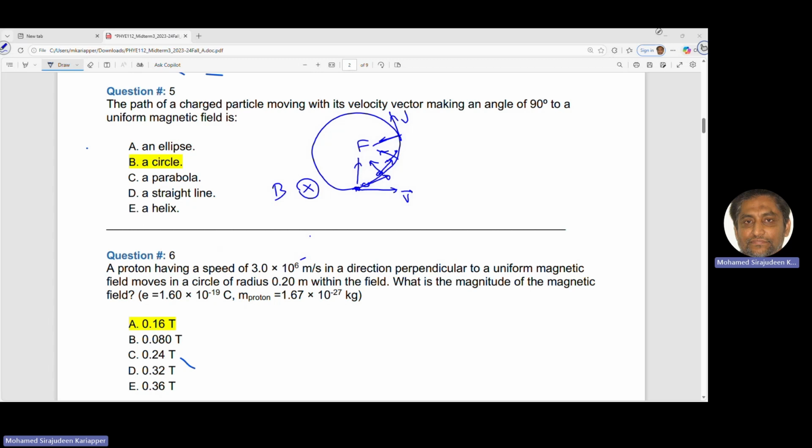So if theta, the angle between velocity and the magnetic field, is equal to 90, it will be a circle. If theta is less than 90, it will be a helix. When theta equals 0, it will not change. There will be no force. If the magnetic field and the velocity are in the same direction, parallel or anti-parallel, then there will be no magnetic force. It will go as usual. Whatever velocity it has, it will continue with the same velocity. Okay.